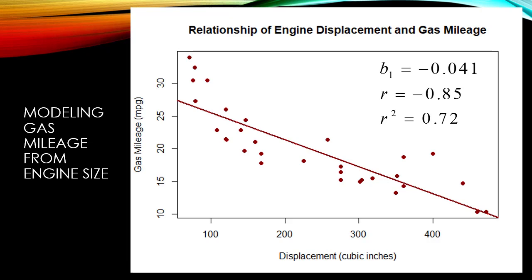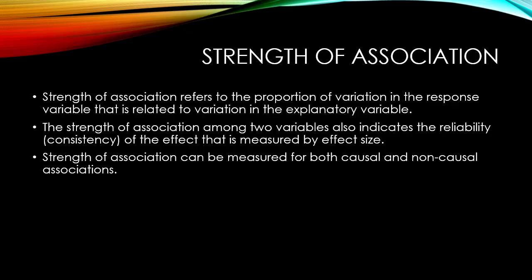This is a change that takes place on average, but as you know, on average may not be representative of individual points. The stronger the strength of association, the more that this effect can be considered as an effect for each of the points rather than simply on average. It's a measure of the consistency of the effect. Strength of association can be measured for both causal and non-causal associations.